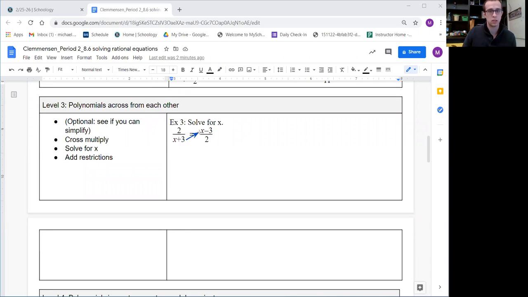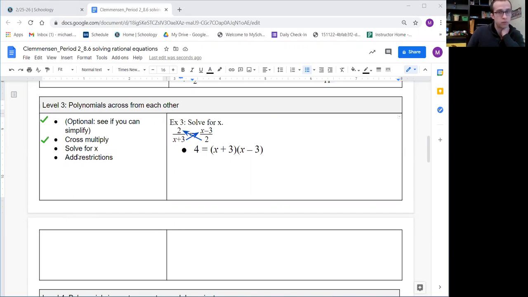Numerator times denominator, denominator times numerator. I'm going across. Put it up here, did I put it down here? 2 times 2 gives me 4. X plus 3 times x minus 3 gives me this. All right. That was my cross multiply step. I checked off, I tried to simplify, then I cross multiplied.